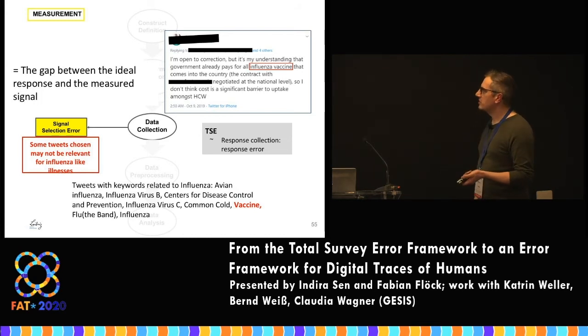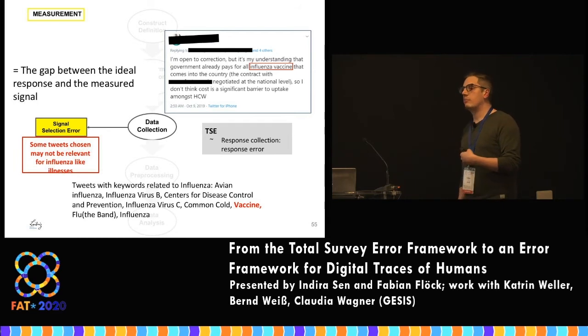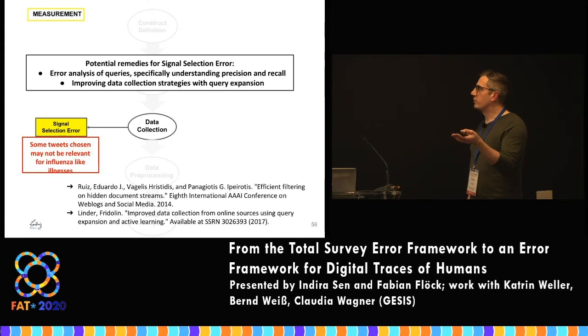What you can do for signal selection error is, for example, a random selection from the platform and see if you miss something, go through it and hand annotate it or go through it qualitatively and see if you miss something with the query that you used. Or you do something like query expansion, where you start, then you look into the tweet and see, oh yeah, that's also a good keyword for that topic that I totally missed with my initial selection, and I add that to my query collection and I query more and I repeat this.